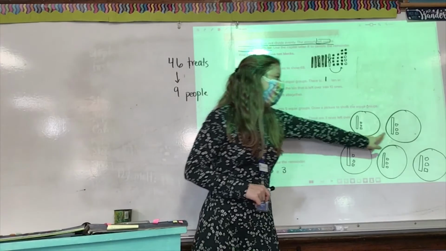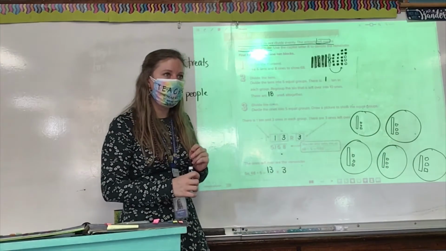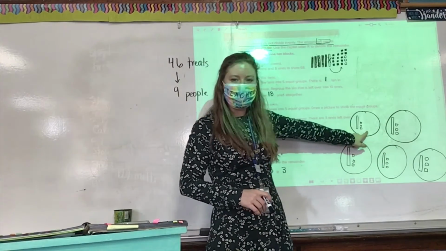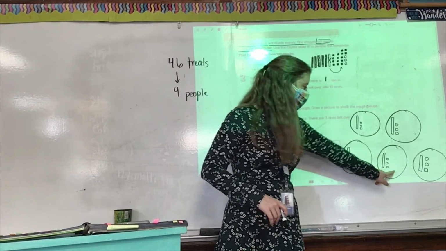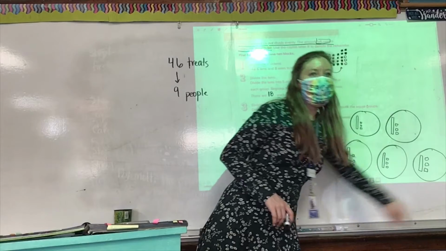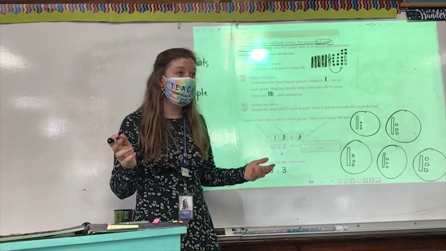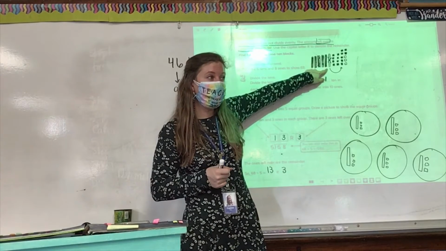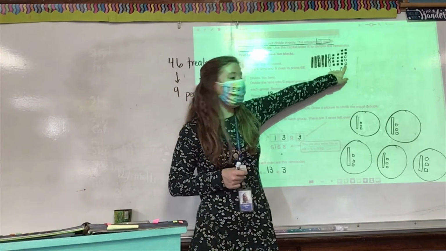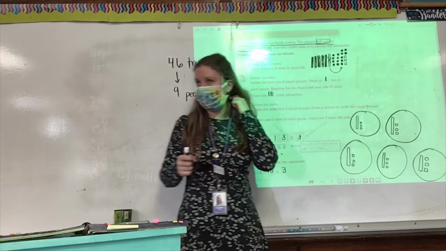Can we have a different amount in the groups? Can we have a different amount in this group than this group? Or this group? Or this group? No, we can't. Because of that, sometimes we have to regroup, like we did with this 10. Or we may have a remainder like we would with the ones.